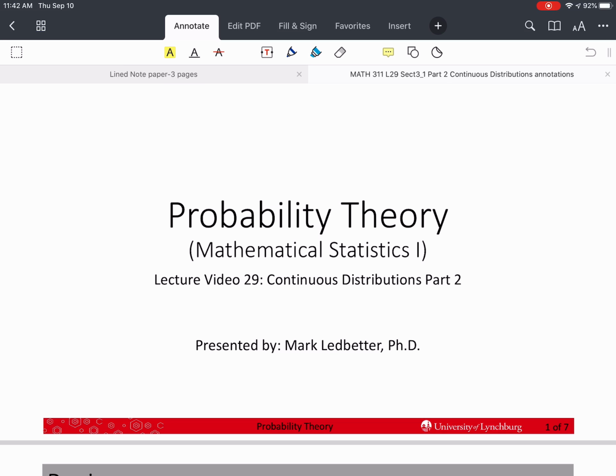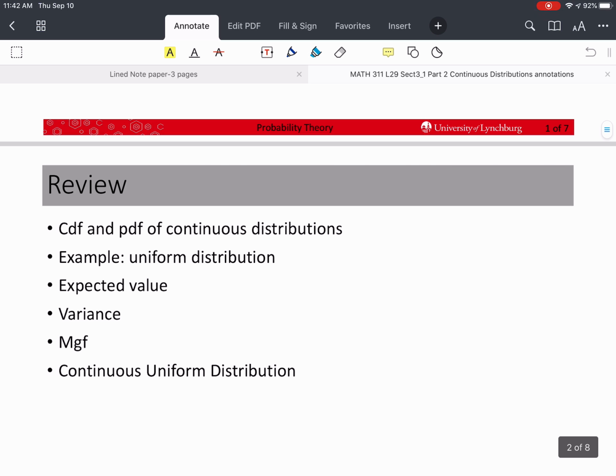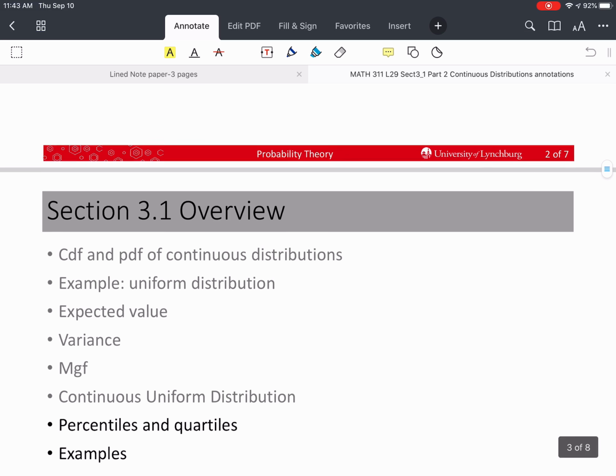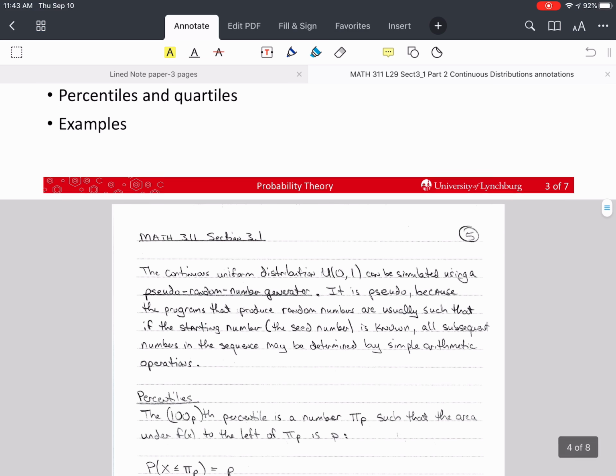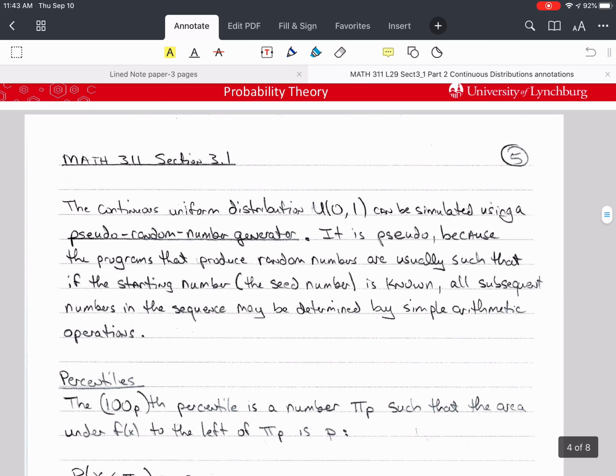We're continuing with our discussion of continuous distributions, part 2. If you watched the supplemental video, which I strongly encourage, we talked about the continuous uniform distribution last time. We calculated its moment generating function, its mean, and its variance. This time we're going to introduce and talk about percentiles and quartiles and then do some examples for continuous distributions.